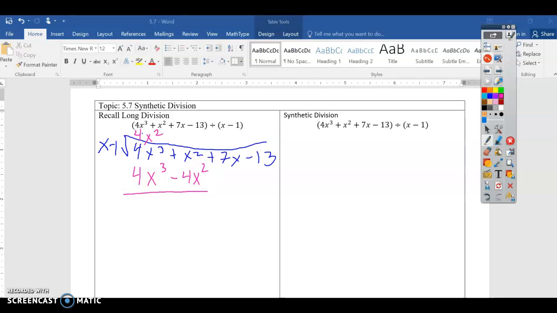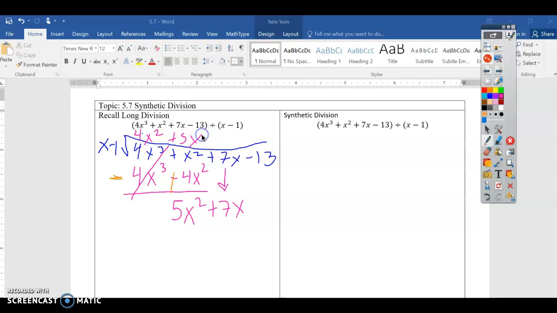Okay, and remember, we're going to subtract those two polynomials. So we're basically going to flip the signs of the second polynomial. So that's minus, and that is plus. So 4x to the third power minus 4x to the third power is 0. X squared plus 4x squared is 5x squared. Then we're going to bring down our next term, so that's 7x. Then we're going to do it again.